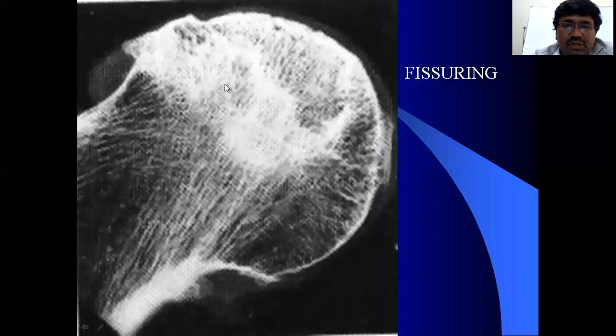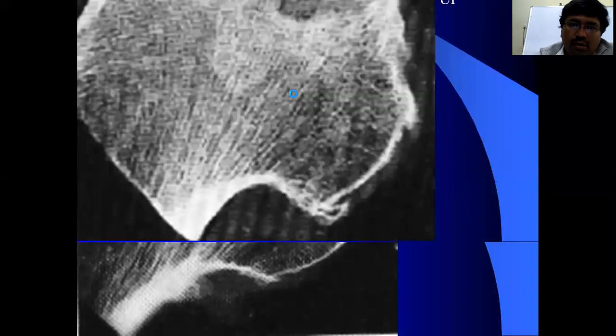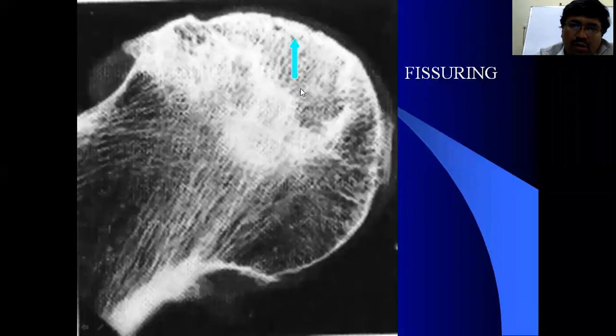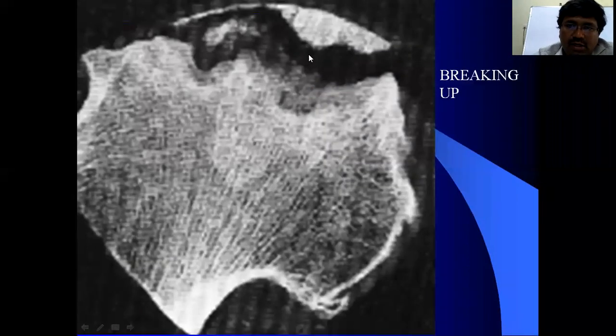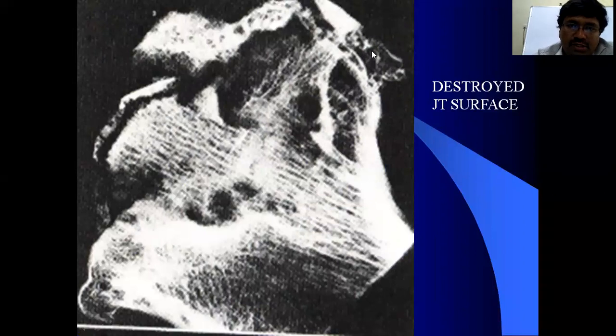So X-ray features, we can find a lot of findings. This is the fissuring. This is the area of fissuring, and this is the area of breakup. And after that, this is the next stage, where the articular surface is destroyed.